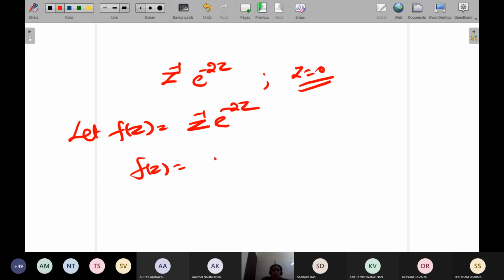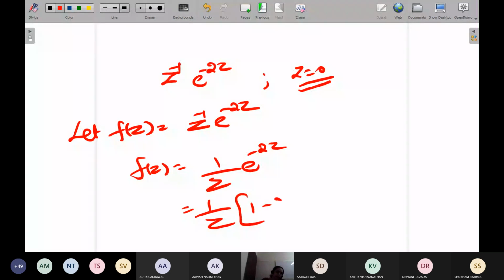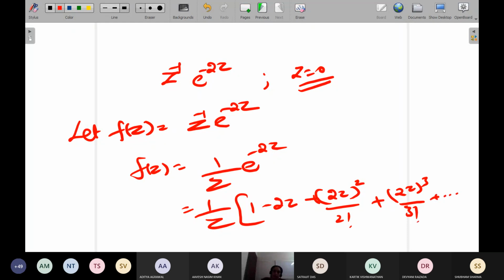So what will be your f of z? 1 by z into e power minus 2z. So 1 by z into, what is the e power x expansion? 1 plus x plus x square by 2 factorial plus x cube by 3 factorial plus etc. So e power minus means all are alternate plus and minus signs, right?